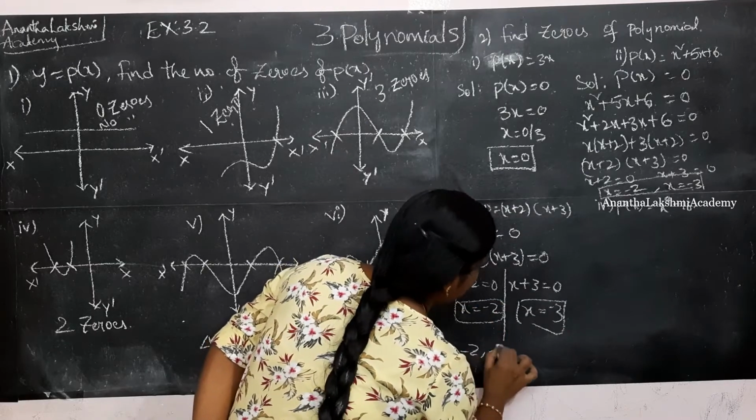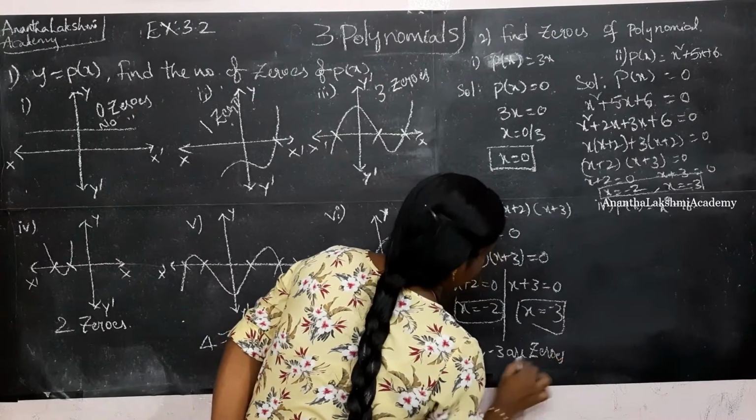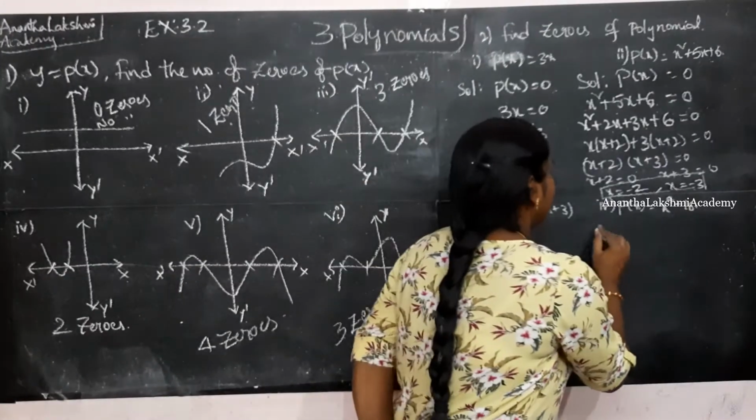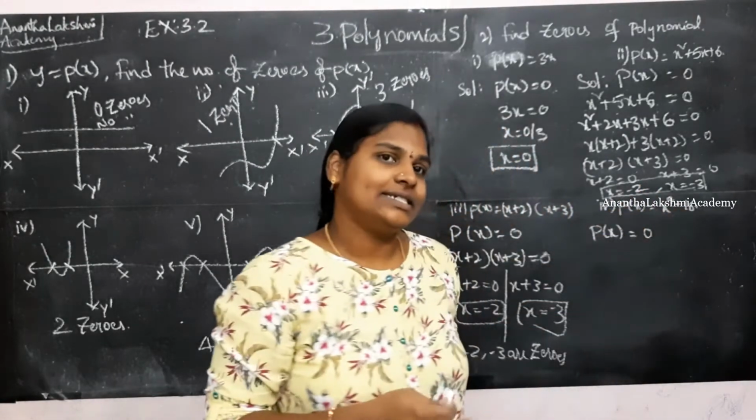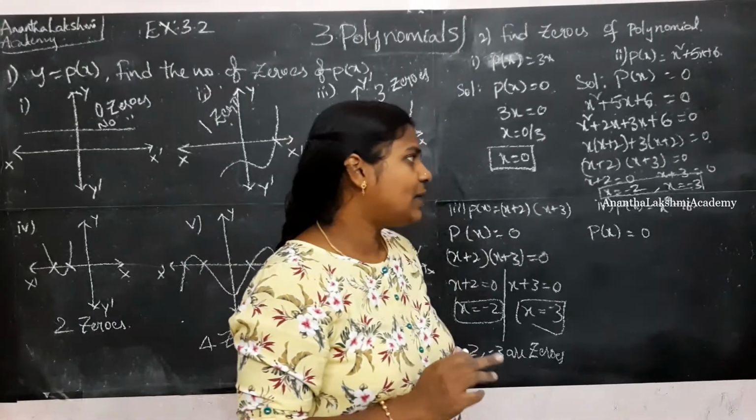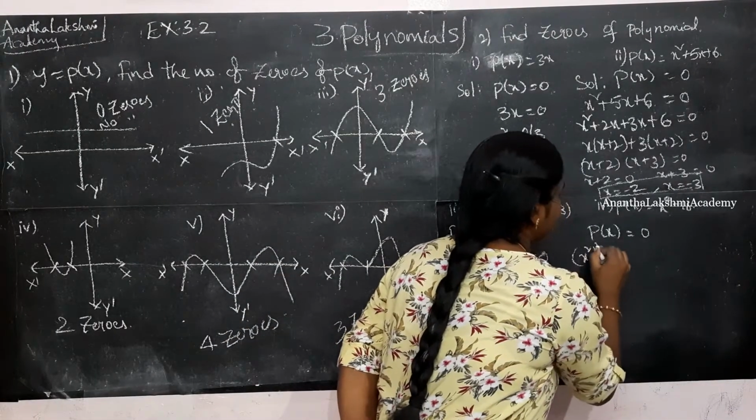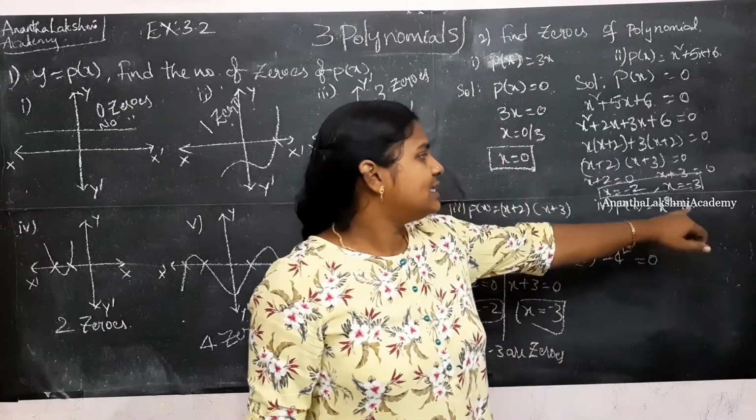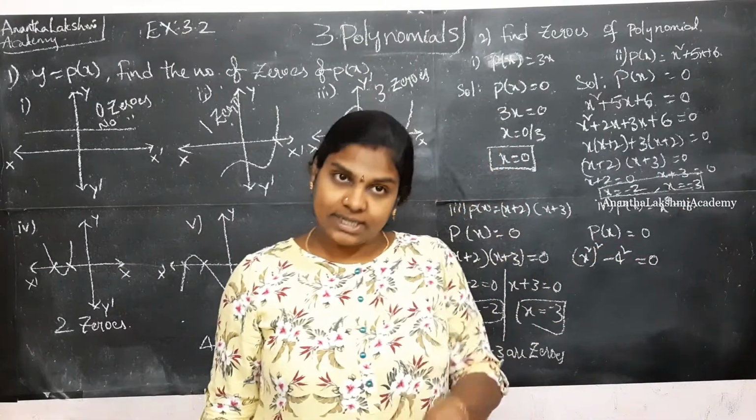So minus 2 comma minus 3 are zeros of the polynomial. Alright, the last one is p of x equal to x power 4 minus 16. I am going to write it as x square whole square minus 4 square is equal to 0.